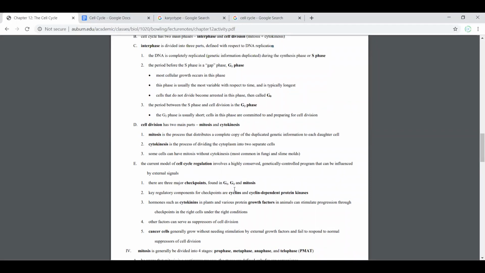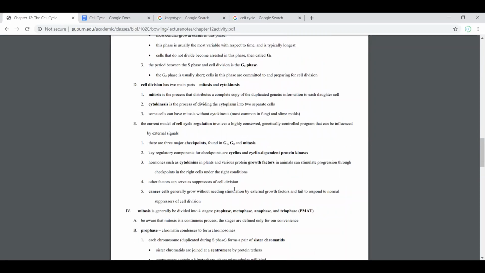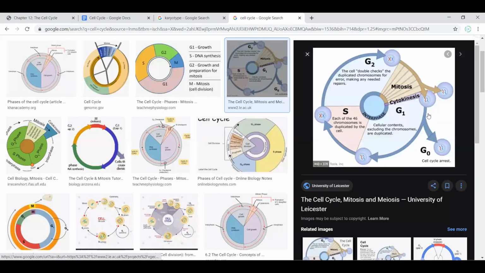So another thing about the cell cycle is that it's really conserved. And what this means is that it's highly regulated. At each stage, between G1 and S, between S and G2, and between G2 and M, there are what we call checkpoints. These checkpoints make sure the cell gets an okay signal to go ahead into the next stage.